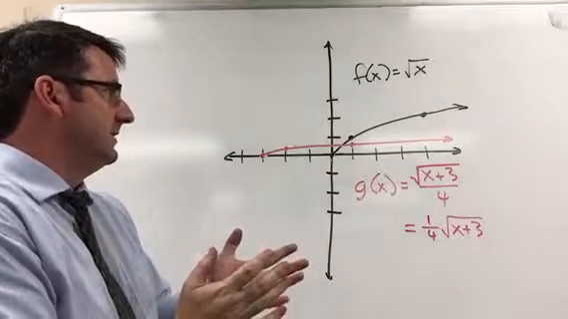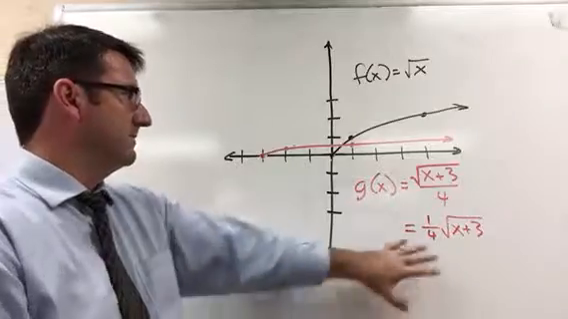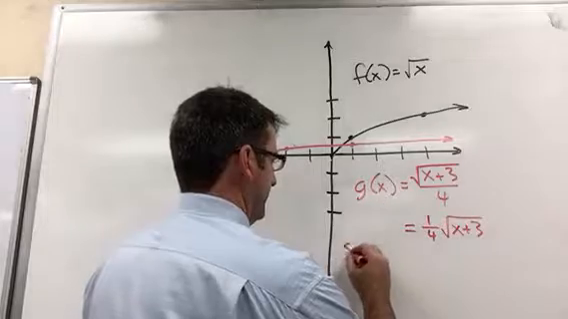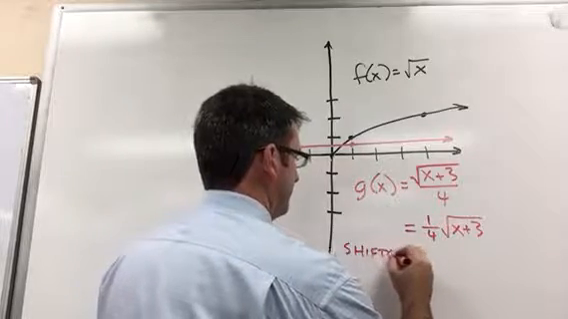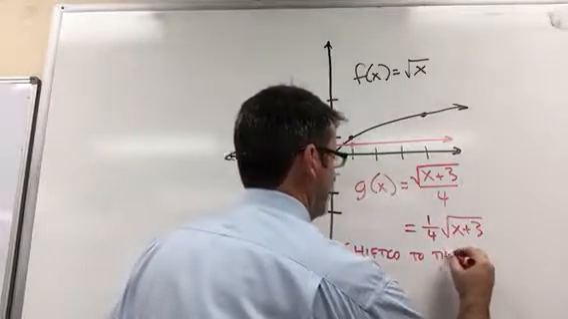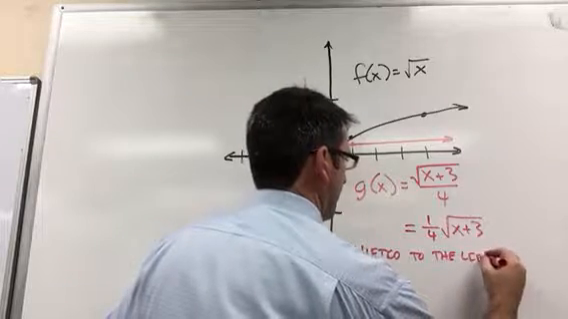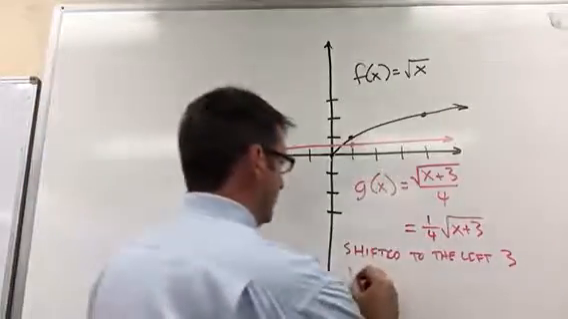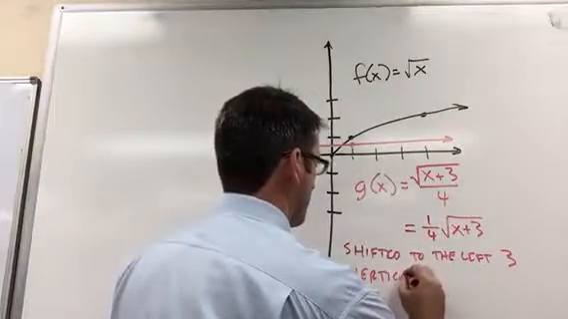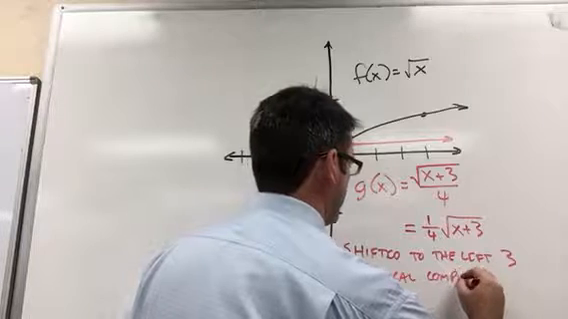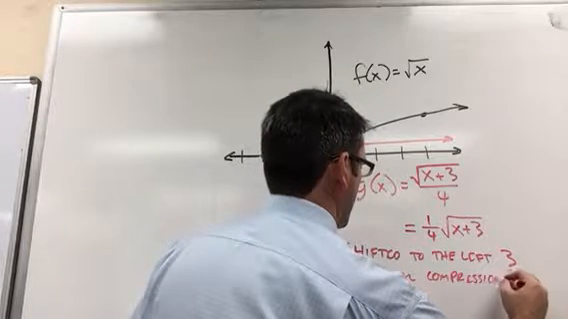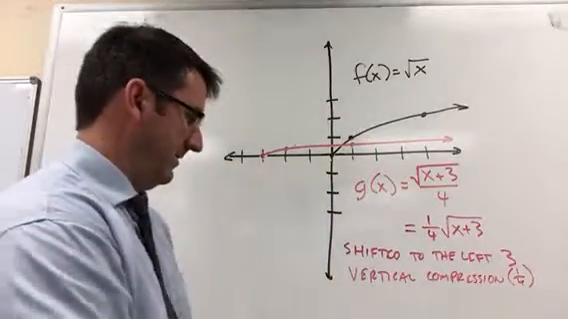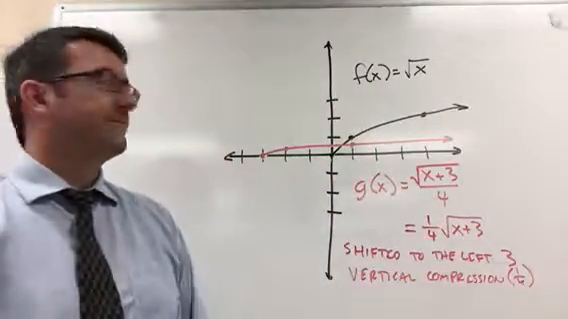And I think that's all we're asked to do on this one. So write out that this has been shifted to the left 3, and there's a vertical compression by 1/4, or by a factor of 1/4. All right.